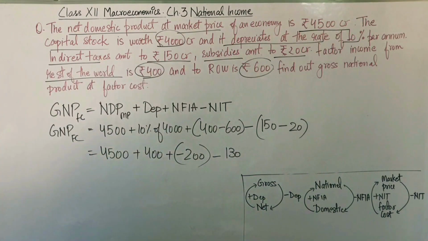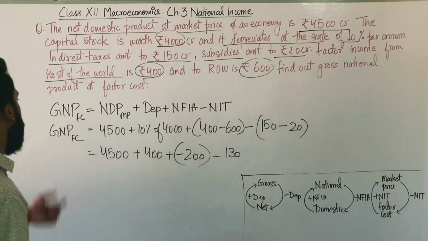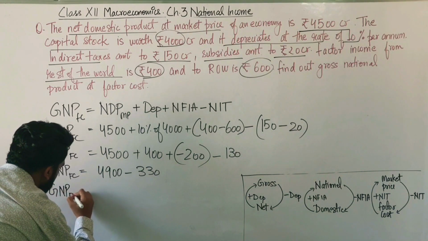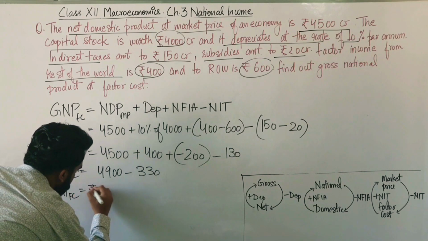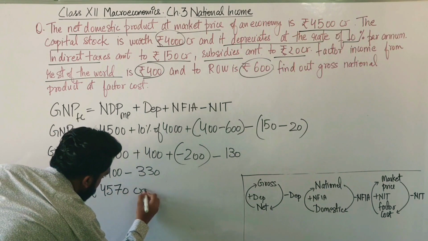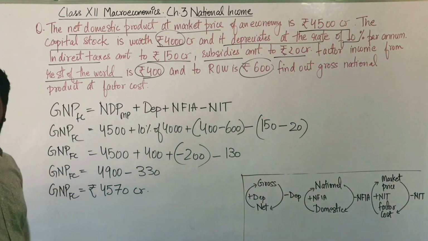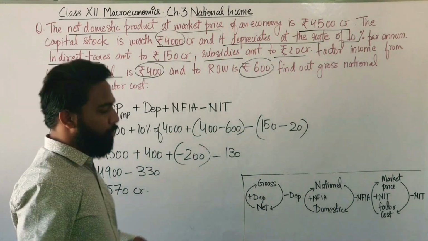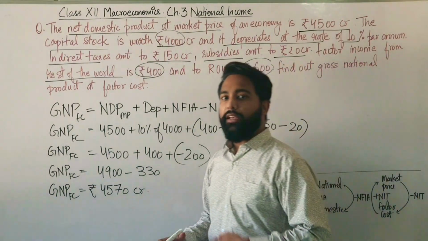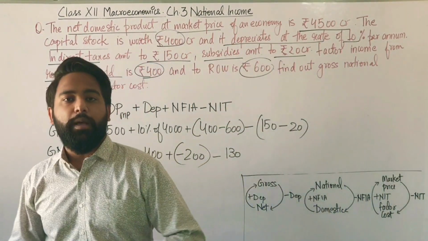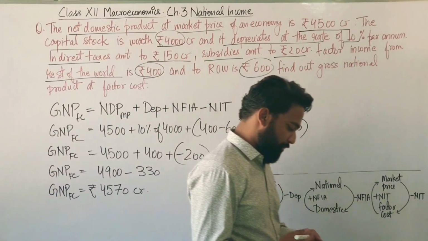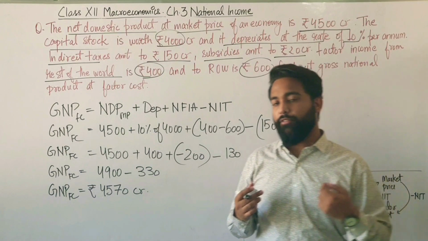I hope you all can calculate the value of GNPFC now. Value of GNPFC is equal to rupees 4570 crores. Is that clear? That's your answer. I hope all these questions are very clear to all of you. Now in the next turn, we will start with the measurement of national income. So that's all for today, and that's all for this video.